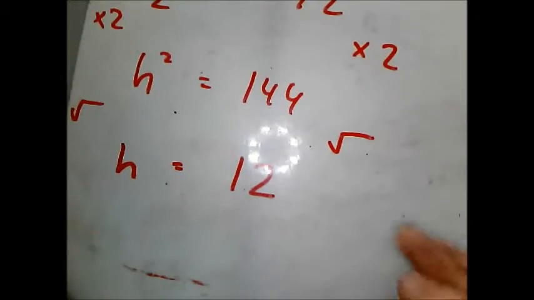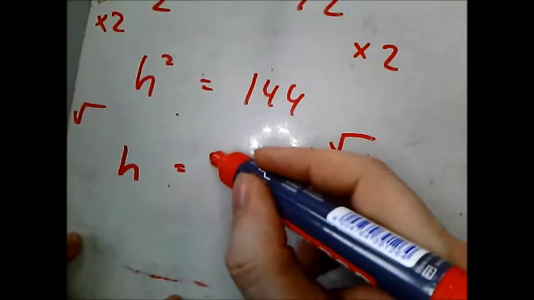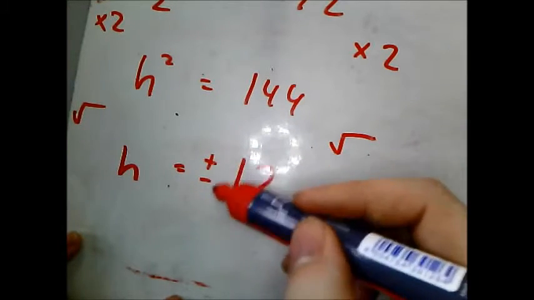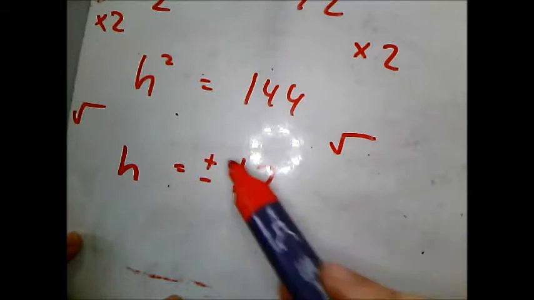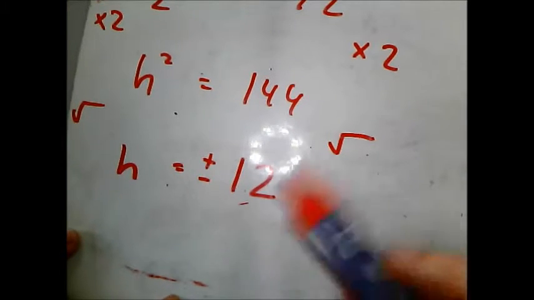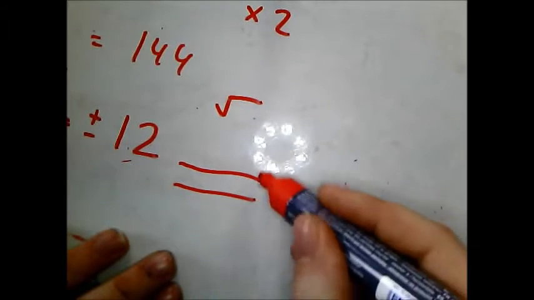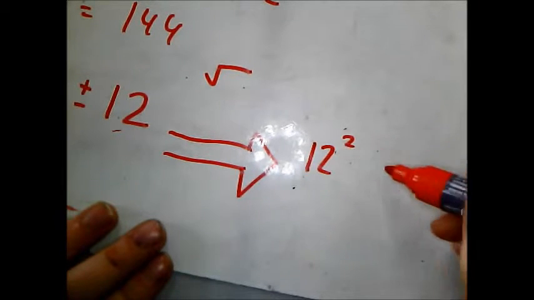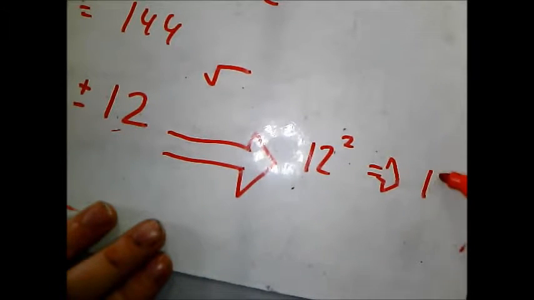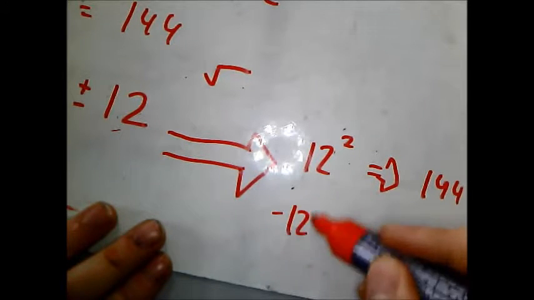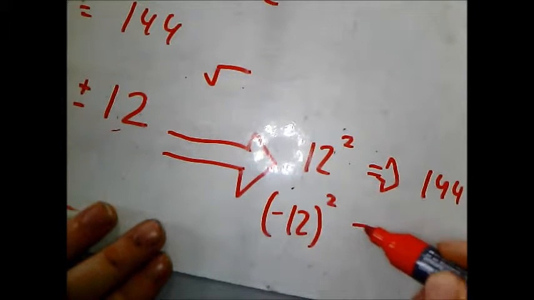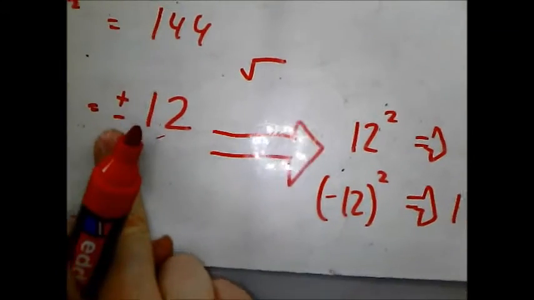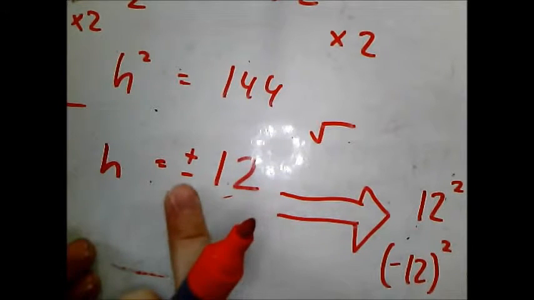Now, if you put this as your final answer, for now, this isn't too bad, but see if you can get into the habit of whenever you square root a number, put a positive or negative 12 here. Now, you might be wondering why I've done this, and the reason is over here. So, if I have positive 12 and I square it, I'm going to get 144. If I have negative 12 and I square it, negative 12 times negative 12 is also 144.